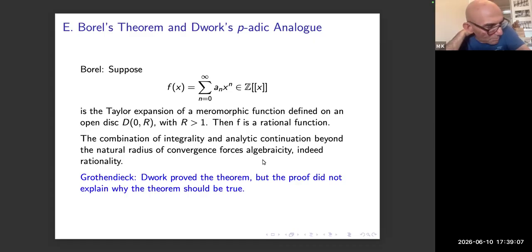So Dwork could not directly use this result because there's quite a huge distance between this result and this zeta function. So he developed p-adic functional analysis: determinants, Fredholm theory, compactness, a lot of functional analysis over p-adic numbers.